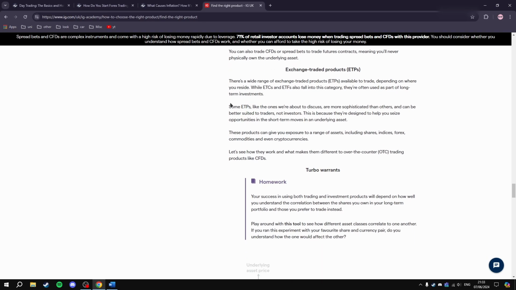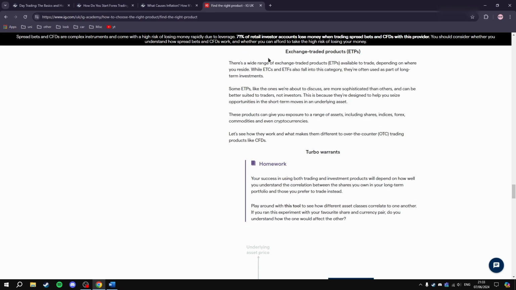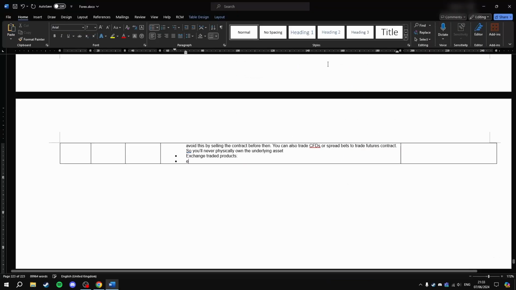Some exchange traded products, like the ones we're about to discuss, are more sophisticated than others and can be better suited to traders, not investors. This is because they're designed to help you seize opportunities in the short-term moves in an underlying asset. These products give you exposure to a range of assets including shares, indices, forex, commodities, and even cryptocurrencies. Let's see how they work and what makes them different to over-the-counter trading products like CFDs.